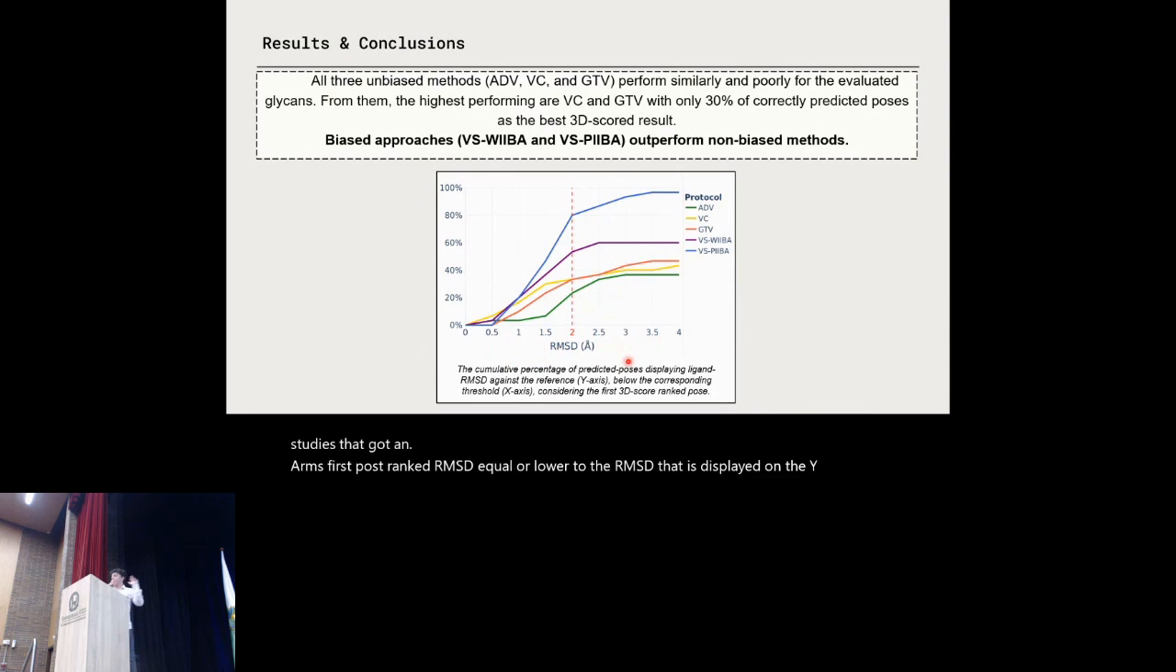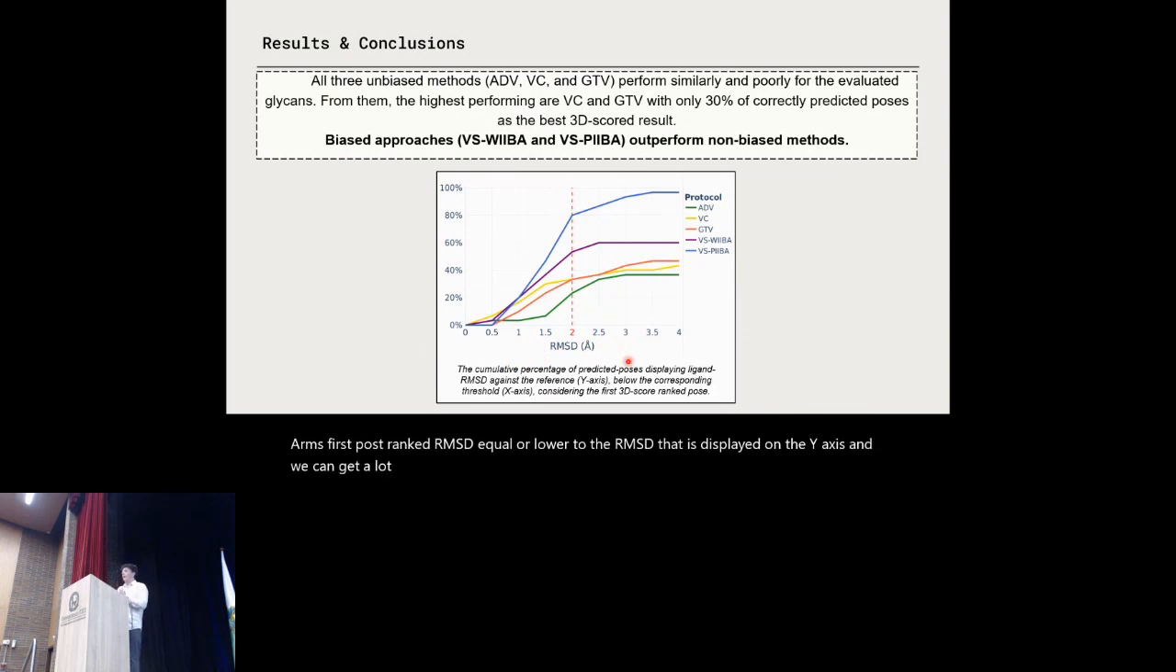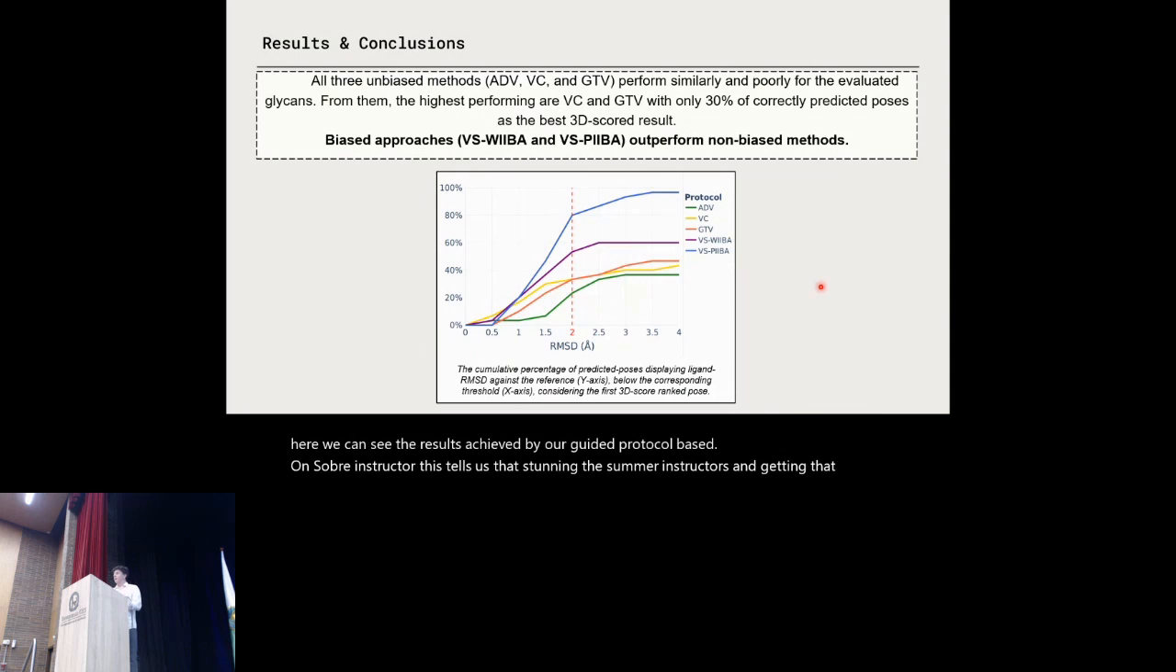And we can get a lot of conclusions. First of all, we can see that the conventional methods are not good. They only predict correct results in 30% of the studied systems. Then, in violet here, we can see the results achieved by our guided protocol based on solvent structure. This tells us that studying the solvent structures and getting that information to a guided docking protocol can really improve the docking predictions between proteins and carbohydrates.